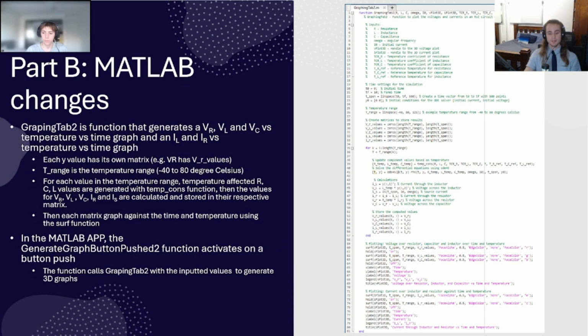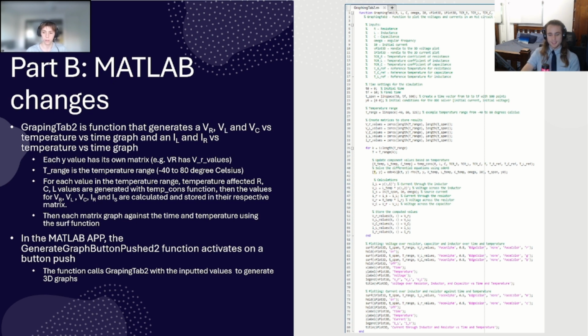Graphing tab 2 is a function that generates the voltage across the resistor, inductor, and capacitor versus temperature versus time graph, and a current across the inductor and resistor versus temperature versus time graph. Each Y value has its own matrix. For example, the voltage across the resistor has voltage across resistor values, and the temperature range is from negative 40 to 80 degrees Celsius.